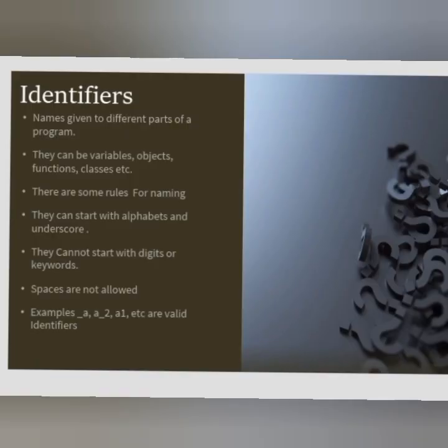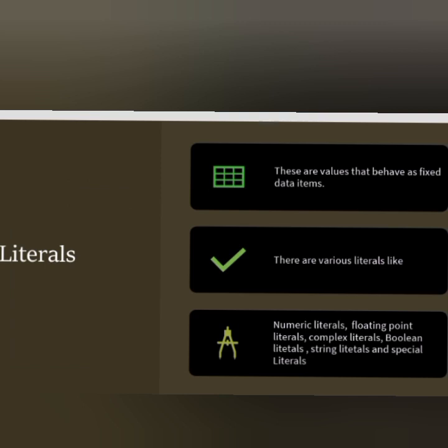Next token that we are going to see is identifier. Your name identifies you. Similarly, identifier means the name that you give to any part of a Python program, whether it is a function, it is a variable, it is an array, anything. So there are certain rules in it. First is that the name that you give in an identifier should start with an alphabet or an underscore. It cannot start with a digit or a reserved word or a keyword, and no spaces are allowed in between. The examples I have given below.